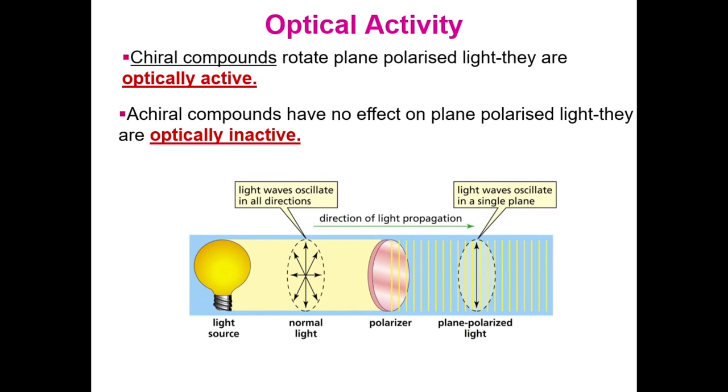So let's look at this a little bit more closely. We use a polarimeter to measure the optical activity of chiral compounds. Within a polarimeter, you will have a light source, and the light source produces light, and that light wave will oscillate in all directions. That's our normal light. That light will pass through a polarizer, and what happens there is that we get plane polarized light coming out, where the light waves oscillate in a single plane only. That is what we call plane polarized light, when we pass normal light through a polarizer to give us light that oscillates in a single plane.